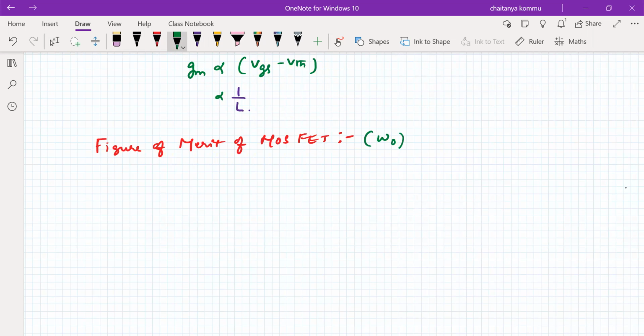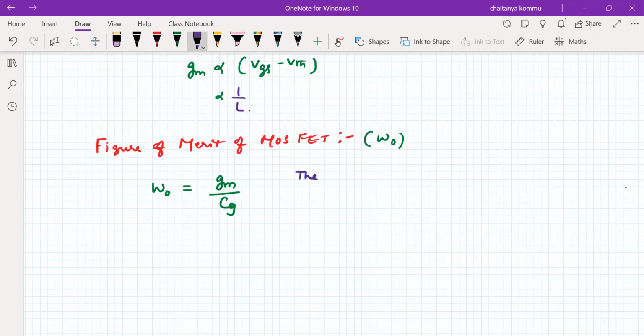So how do we calculate the switching speed of a transistor? It's just the frequency response of the transistor. The switching speed is measured by omega naught, which is decided by gm by CG of the transistor. Therefore, omega naught is what we call the figure of merit of a transistor. So the figure of merit parameter means we have to calculate omega naught, and it indicates the switching speed of a transistor.